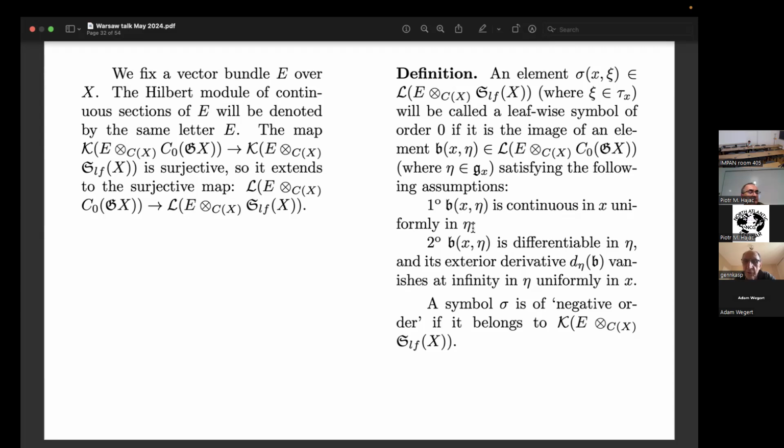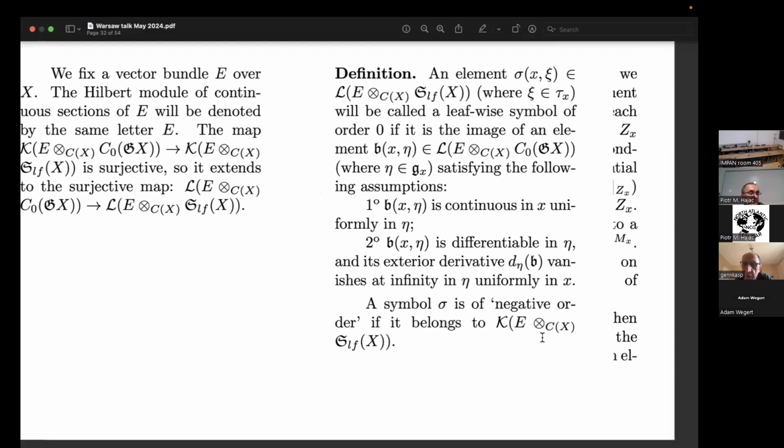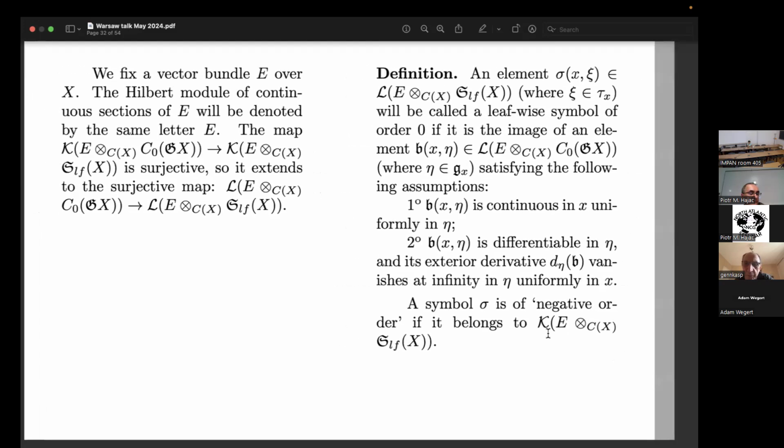So we start with something which was very good, and then after we do some preliminary construction on the group itself, we will map it to the orbit. So for that reason, we take this maybe called pre-symbol, and then the symbol itself is a kind of the image of this B. Now the symbol is called negative order if it belongs to the compact operators on this algebra.